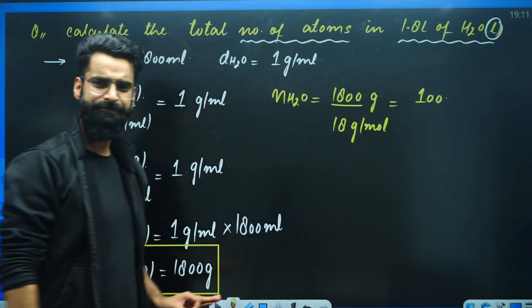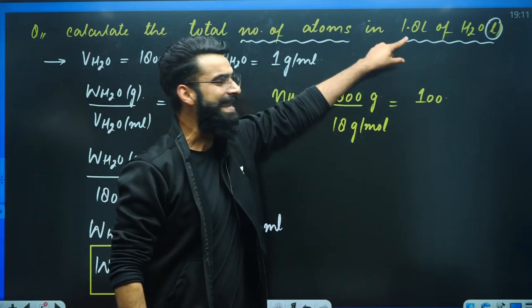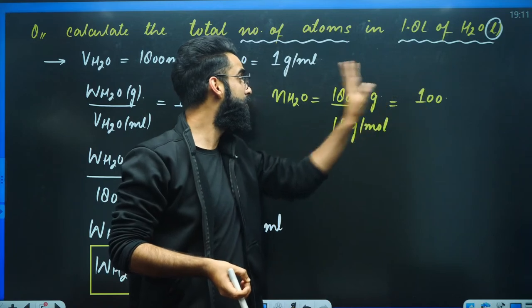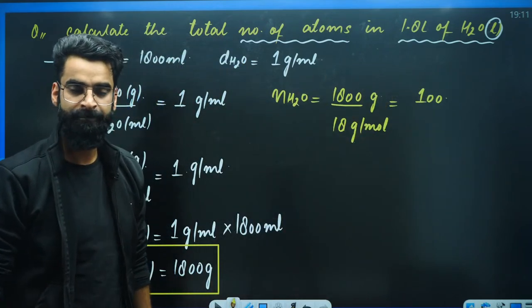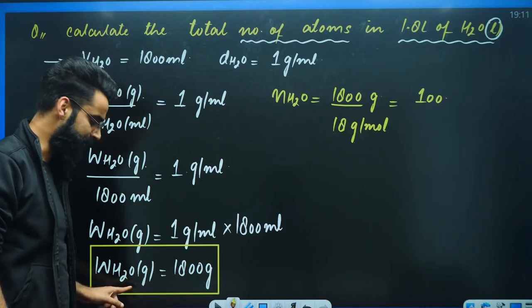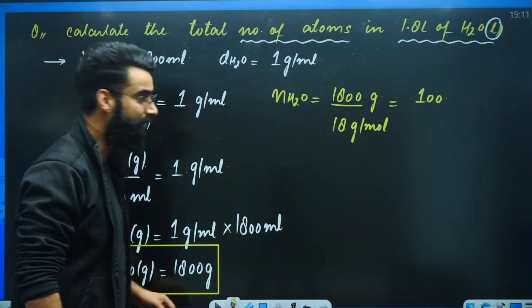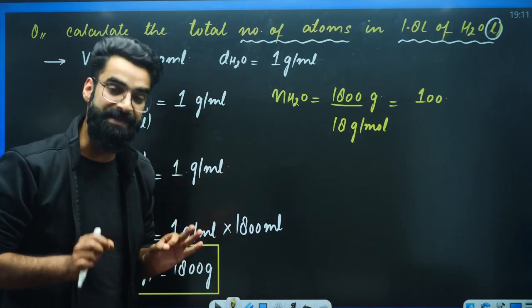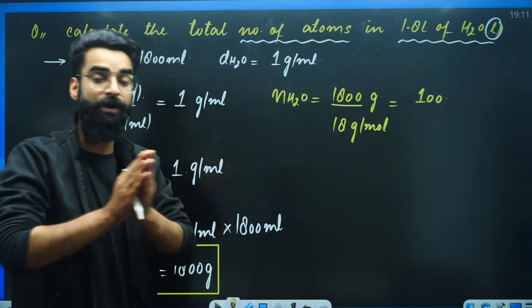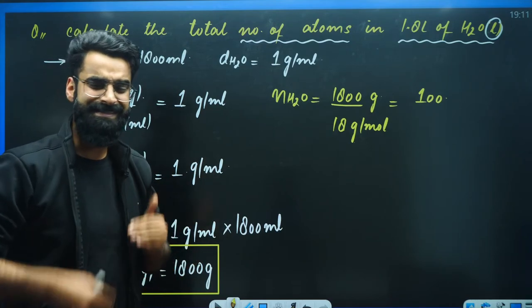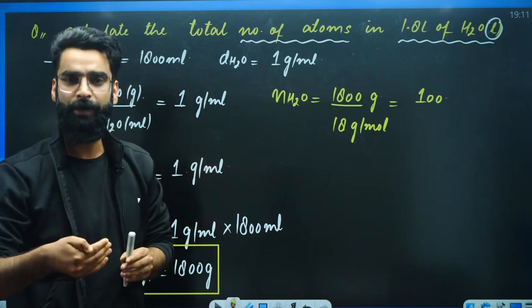So you can say in 1.8 liters of liquid water, in 1800 grams of water, there are actually 100 moles of water present, right? So my first step is done. We have converted the given quantity into number of moles. This is the first step. Now, what is the second step? The second step is to convert moles into molecules.